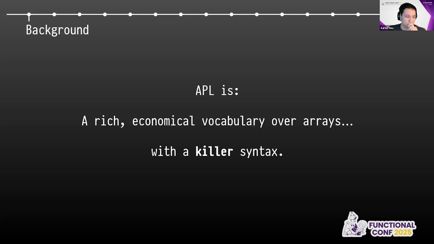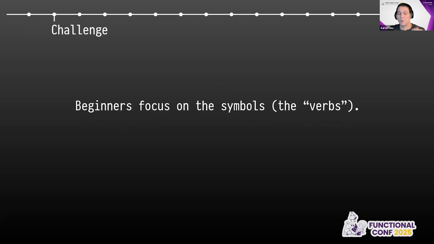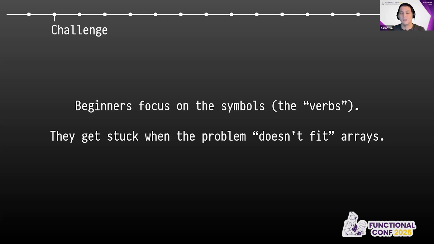Now, one of the problems that comes up when you talk about APL, or when people start to use APL or think about using APL or try to learn things from APL, is that they tend to focus on the symbols, the thing that seems to make it unique, which is its syntax. But the syntax isn't everything, and the syntax is built over a domain, and you need to think about that domain as well. So what happens is beginners tend to get stuck when the problem that they're trying to work on doesn't match arrays. It doesn't feel like a natural fit. It doesn't feel like it's an array problem.